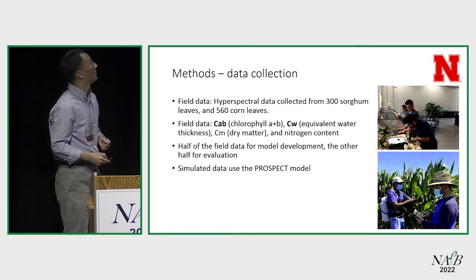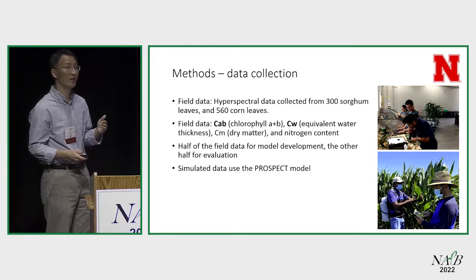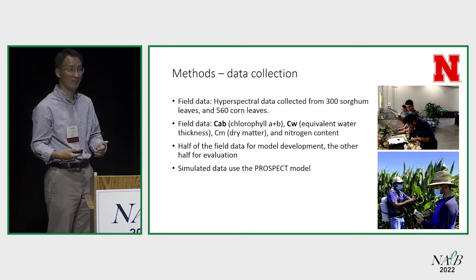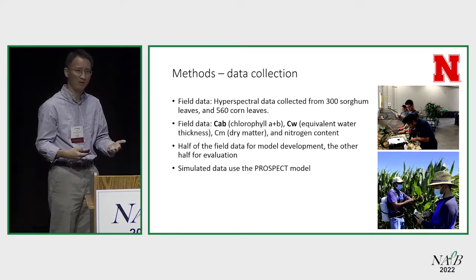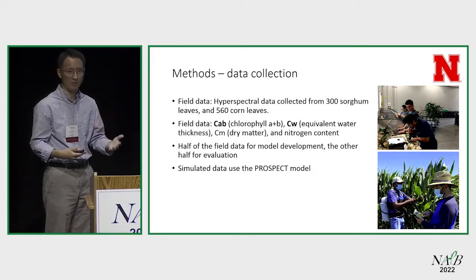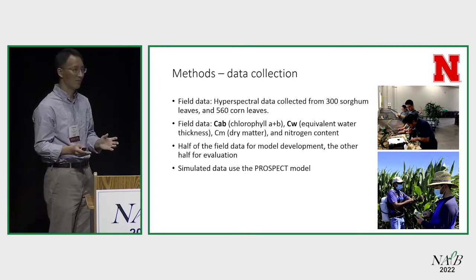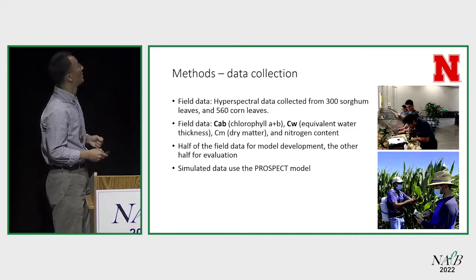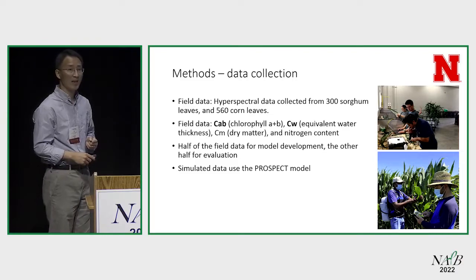Okay, so now, particularly for our research, we are trying to see whether we can leverage that RTM model and bring that into our field data sets, to improve the accuracy as well as the robustness of the model, and to see if we can actually reduce the amount of field data that we need to collect to make this work. So we collected hyperspectral data from 300 sorghum leaves and 560 corn leaves.